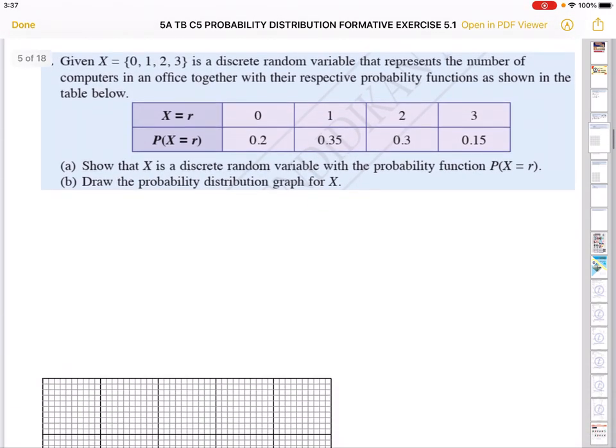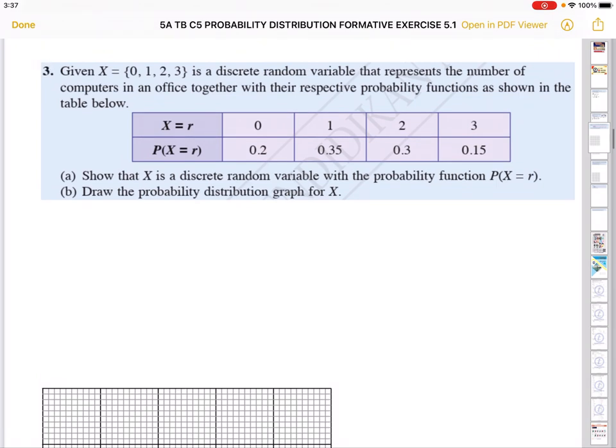Okay, this question we have to use a graph. We have to draw a graph, but first we have to show that X is a discrete random variable. You're given a table. Yeah, we call this a probability distribution because it's like how the X values are distributed according to different probabilities, right? So in order for you to show that it's a discrete random variable with a probability function, we basically just have to show that the total probability is 1. And remember, for any random variable, if you add up all the probability, it is always 1.